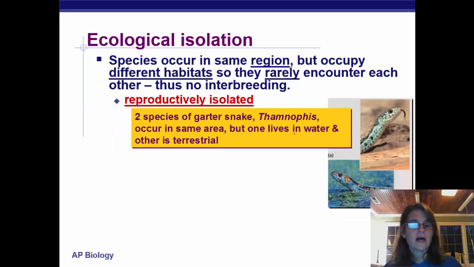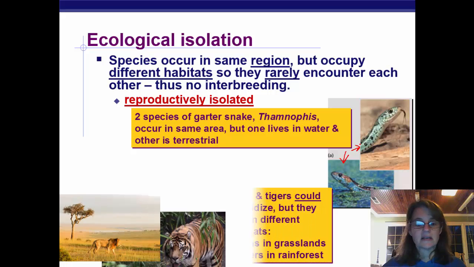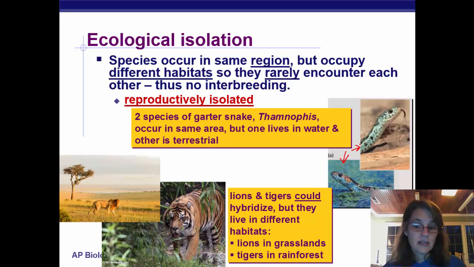For example, there's two species of garter snake. Okay, garter snakes are quite similar, but because one lives in the water and one lives on land, they very rarely interact and they don't interbreed. So they are considered distinct species. Tigers and lions could hybridize. We know they can hybridize, but they live in vastly different habitats. And so they don't interbreed. And so they are considered different species.